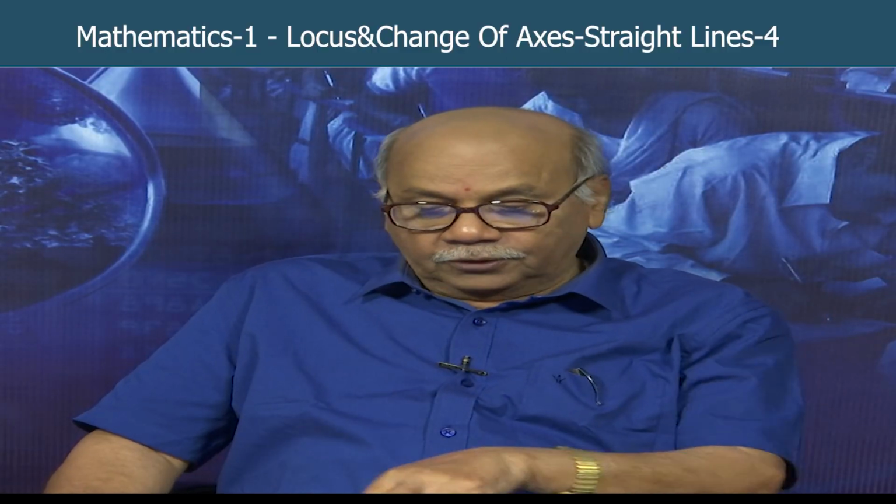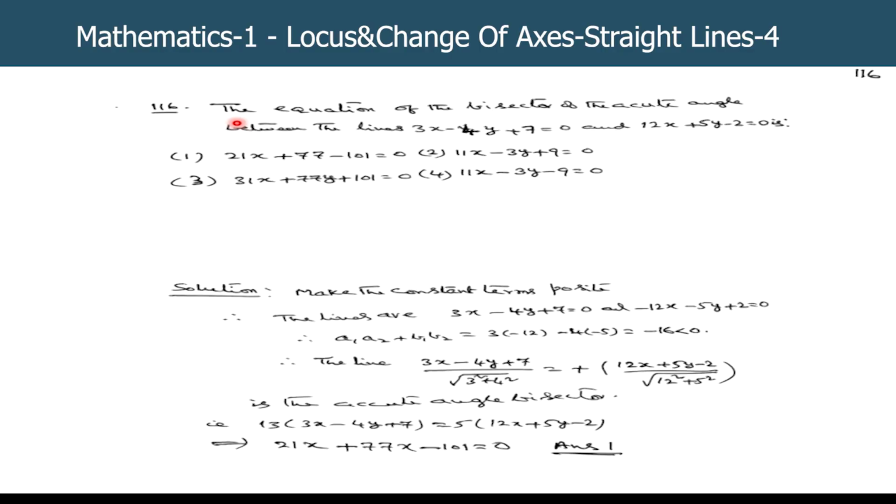Here a1a2 plus b1b2 is equal to minus 16, which is negative. So the bisector with the plus sign, that is (3x minus 4y plus 7) by square root of 3 square plus 4 square is equal to (12x plus 5y minus 2) by square root of 12 square plus 5 square, is the acute angle bisector. If you simplify it, you get 21x plus 77y minus 101 equal to 0. So the correct option is option number 1.